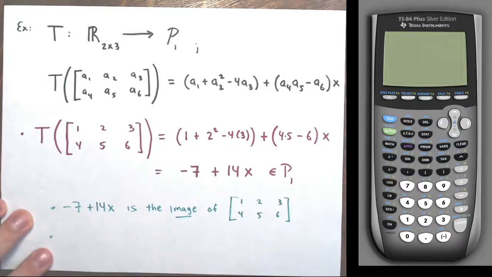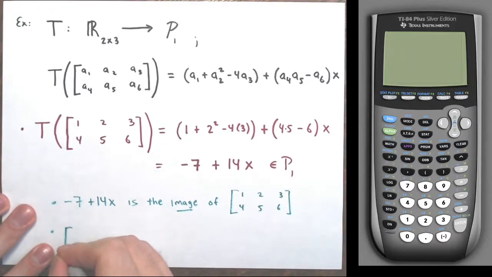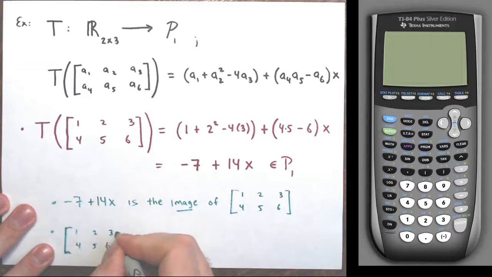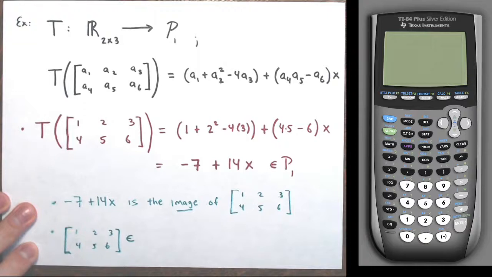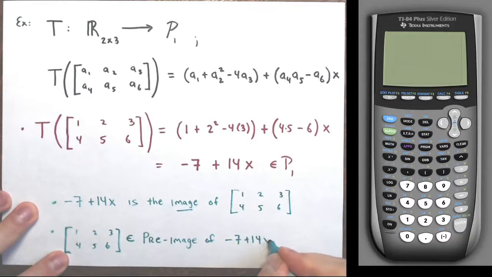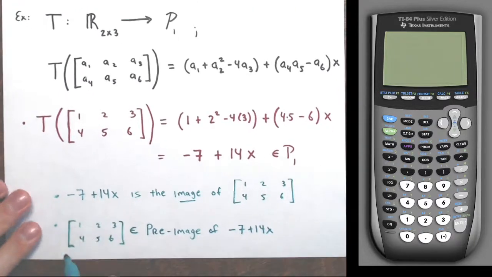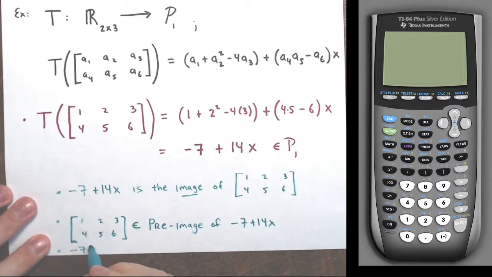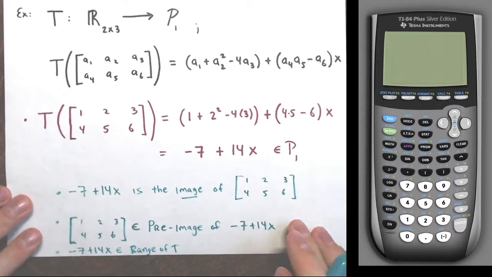Another thing you could say is that this matrix, the 1, 2, 3, 4, 5, 6, is one element of the pre-image of negative 7 plus 14x. It might not be the only one. There might be more. And also, negative 7 plus 14x, sorry about the clutter down here, is in the range of this transformation. You can say all these things.